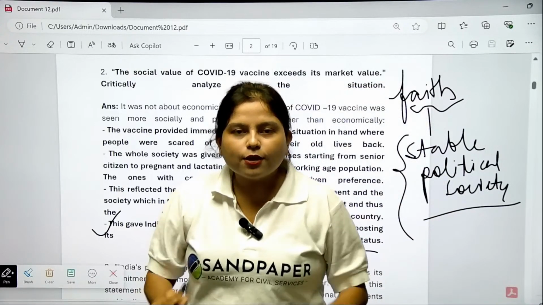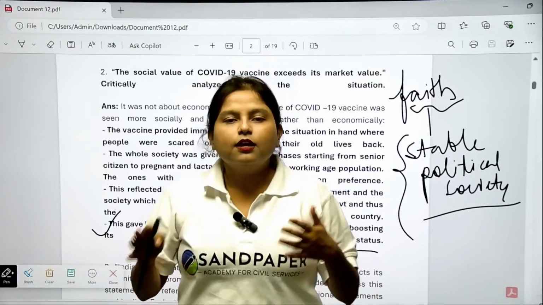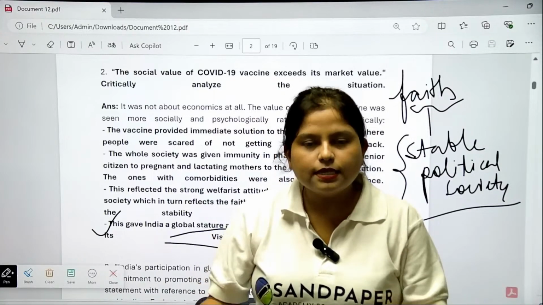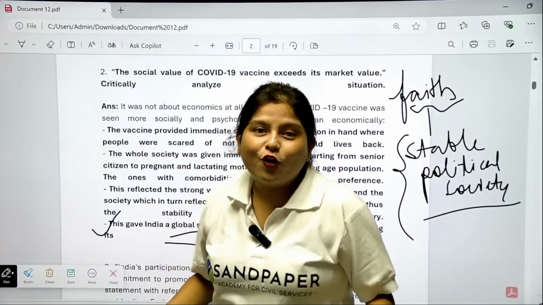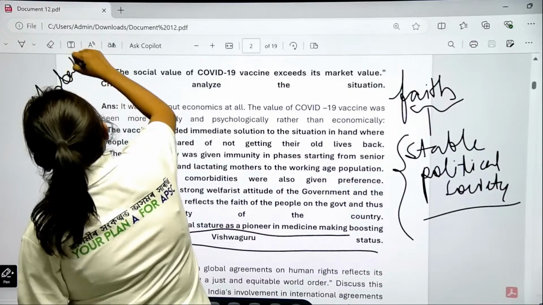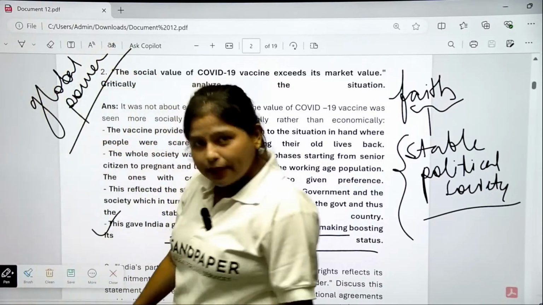So India was one of the first countries, the first country, one of the first countries who could actually produce a COVID-19 vaccine, and it also exported. So what did it show? It showed global power.